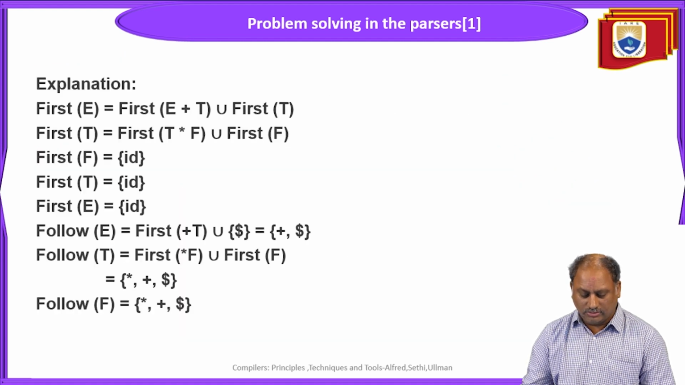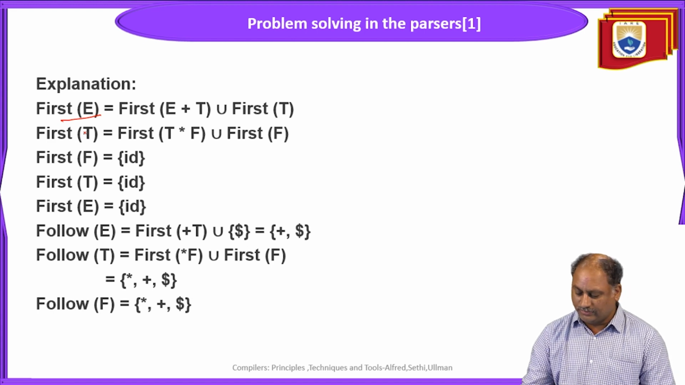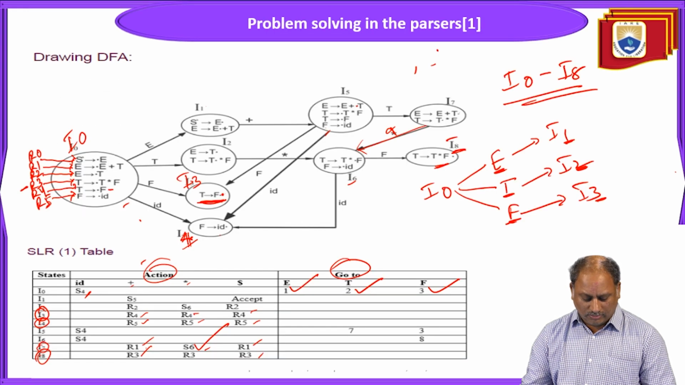After this we have to write some of the cases where the first of computation exists, then we have to write the first of E. So previously we have computed the first of E based on the rules. So first and follow. What is the follow of this one?